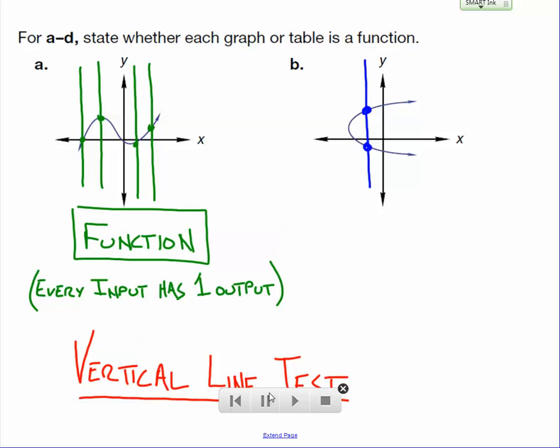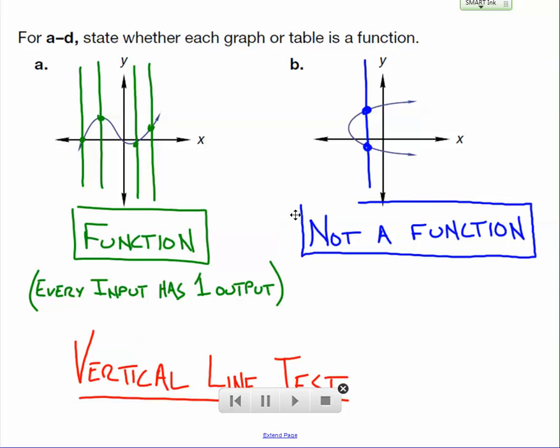Now over here on example B, we see that a vertical line will pass through this graph more than once on some occasions. That means it's not a function, because some inputs have two outputs. When I input this value of x right here, I get two different y values, which makes it not a function. So that's the vertical line test. Real easy way to tell if something's a function or not given a graph.